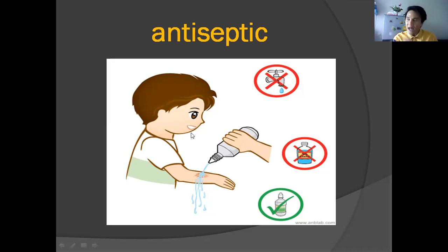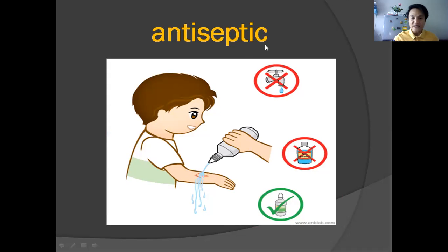An antiseptic is a liquid like alcohol that we use to clean the wound. We pour it on the wound so that we can clean it easily. To clean the wound we use antiseptic. Sometimes it's alcohol, sometimes there are other liquid cleaning agents to clean the wound, and we call it antiseptic.